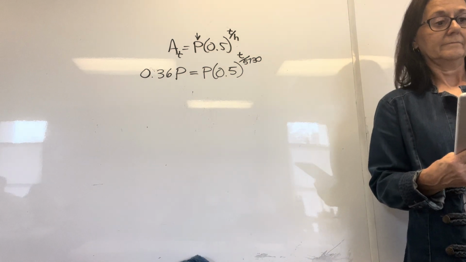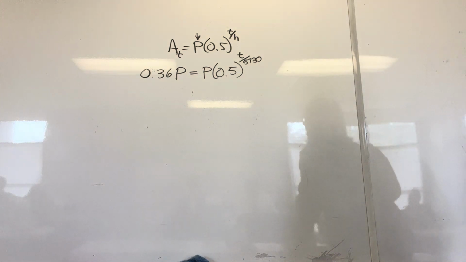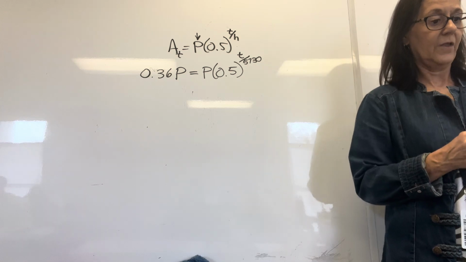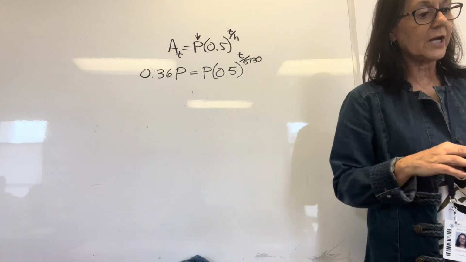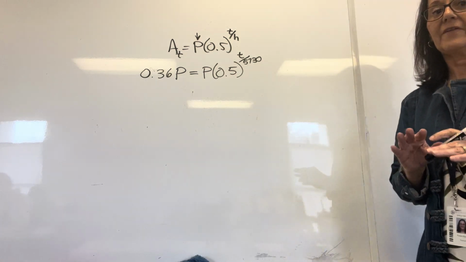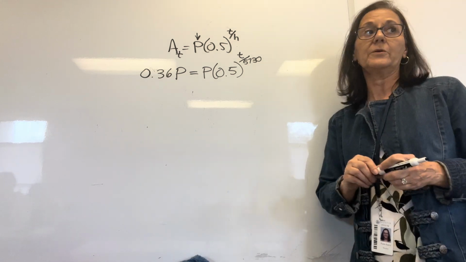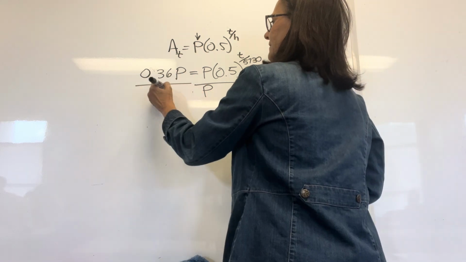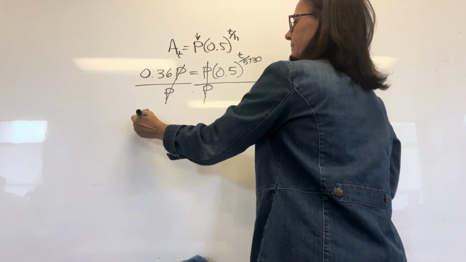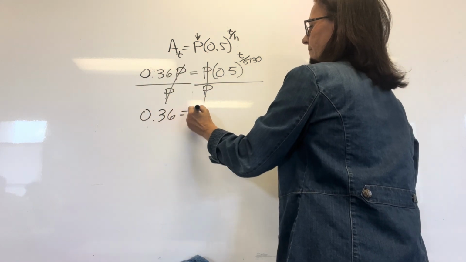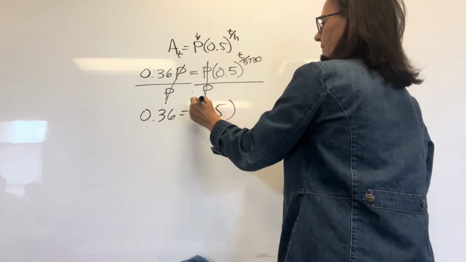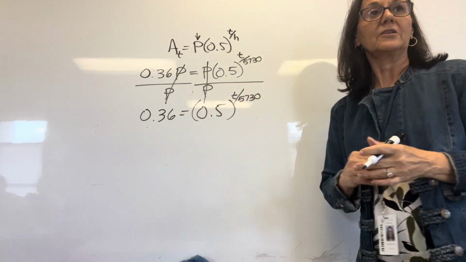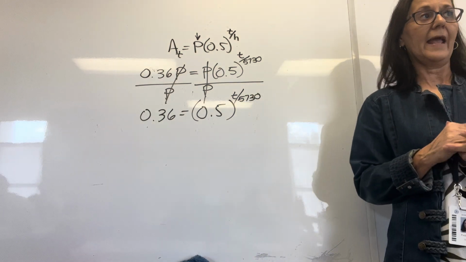Do they want us to graph it? No. They solve it with a graph, but we're going to solve it algebraically. Can we divide by p on both sides? Divide by p on both sides. Yes. So we eliminate the p. Now, what do we do?